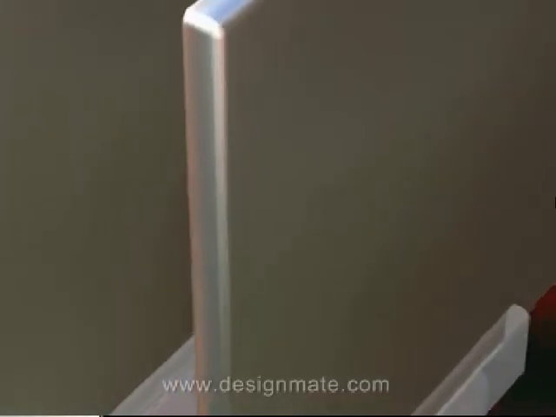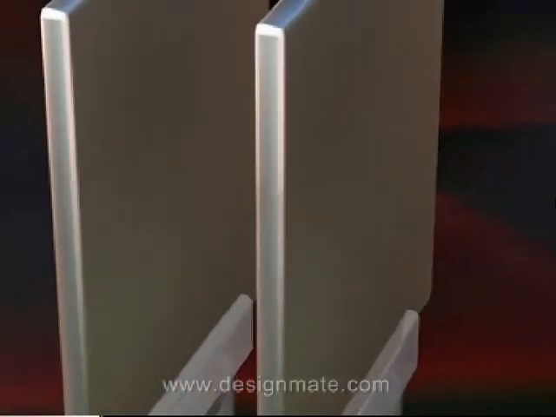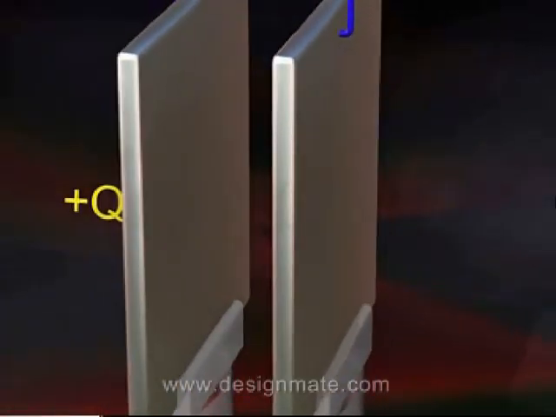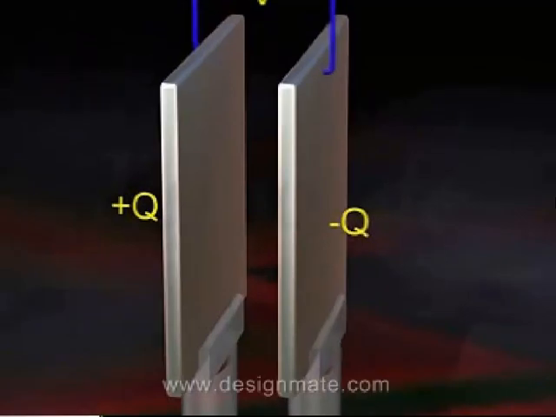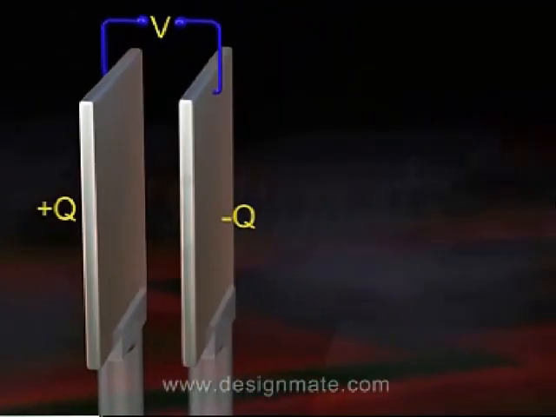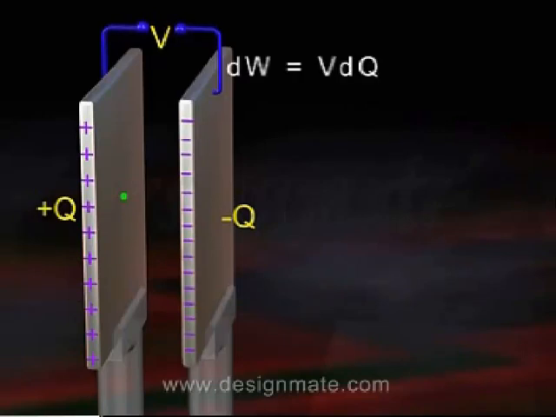Suppose the charges of two conducting plates of the charged capacitor are +Q and -Q at any moment. The potential difference between the two plates is V. If we want to take a very small charge dq from the negative plate to the positive plate of the capacitor, then the work required in doing so is dW = V dq.